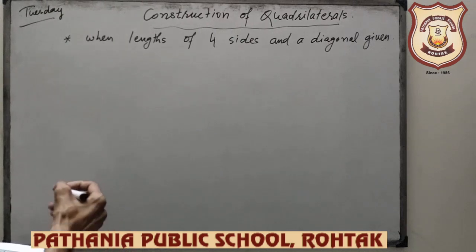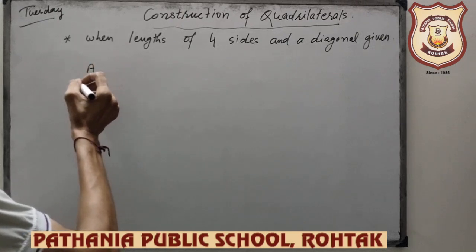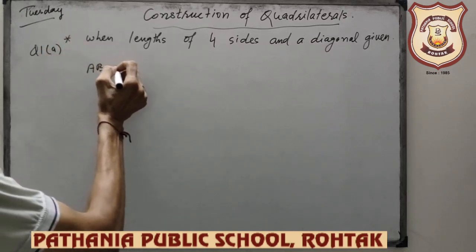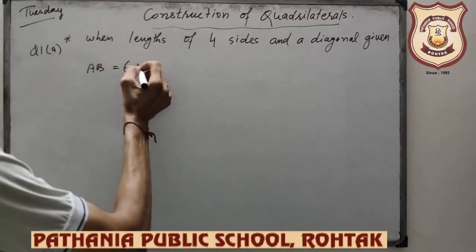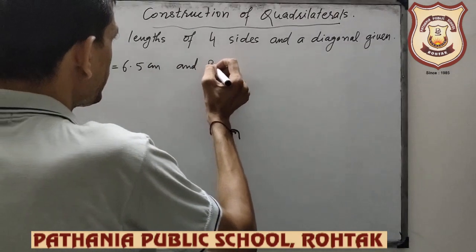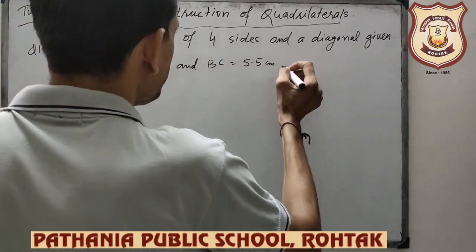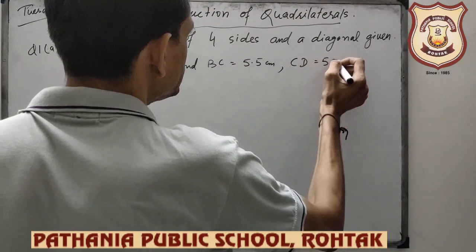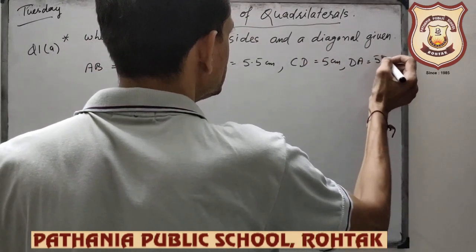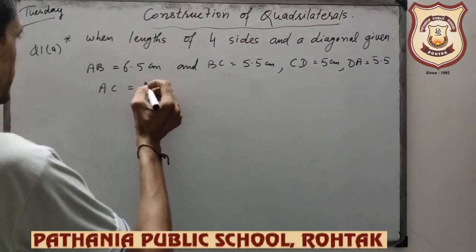First quadrilateral: construct a quadrilateral ABCD, first question of exercise 4.1, question number 1, A part. AB is given 6.5 centimeter, BC is 5.5, CD is 5 centimeter, DA 5.5, and then AC is equal to 7 centimeter.